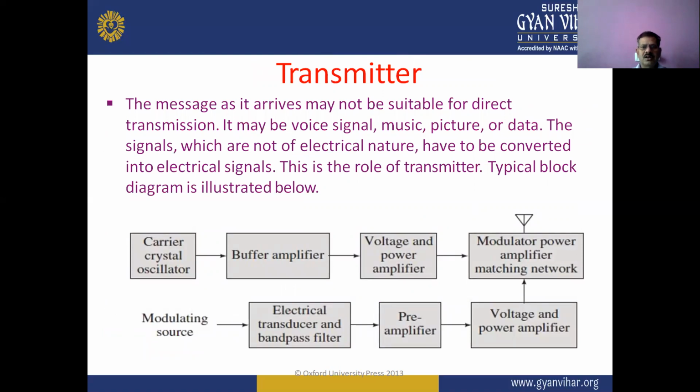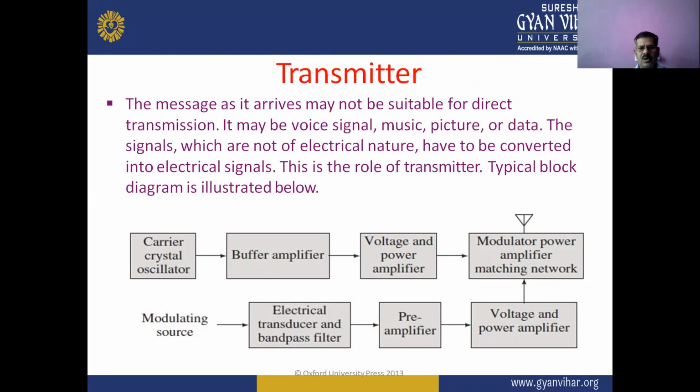The transmitter is a part of the communication system. In the transmitter, the message as it arrives may not be suitable for direct transmission. It may be voice signals, music signals, picture signals, or data signals. The signals which are not of electrical nature have to be converted into electrical signals. This is the role of the transmitter.